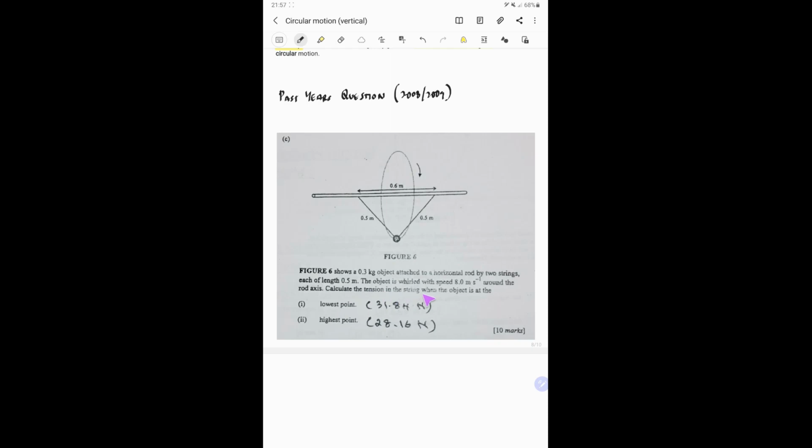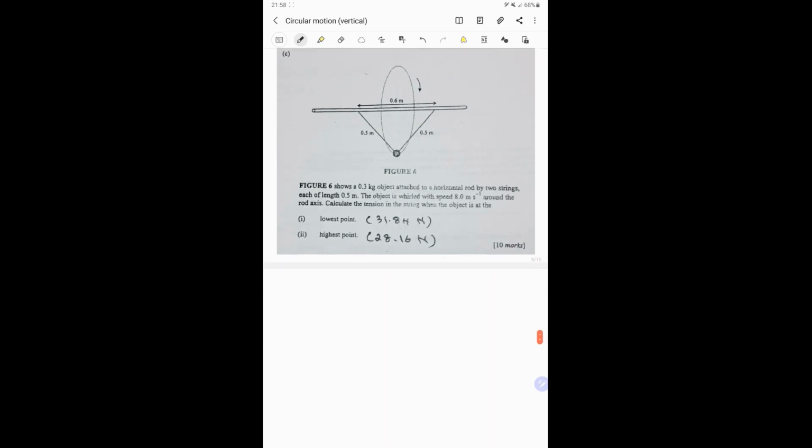Calculate the tension in the string when the object is at the lowest point, which is here, and then at the highest point, which is here. Still the same, at the top, also at the bottom. Lowest point at the bottom, and highest point is at the top. So they ask you to find the tension. What is the tension? Okay, we need to sketch a diagram to answer this question. Okay, let's start by the lowest point. So what happened now? At the lowest point, the situation just be like this. Okay, the first one.